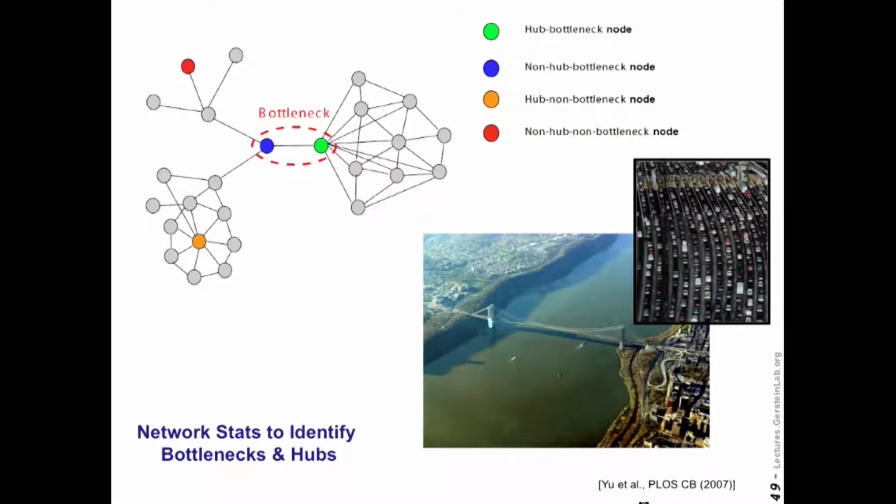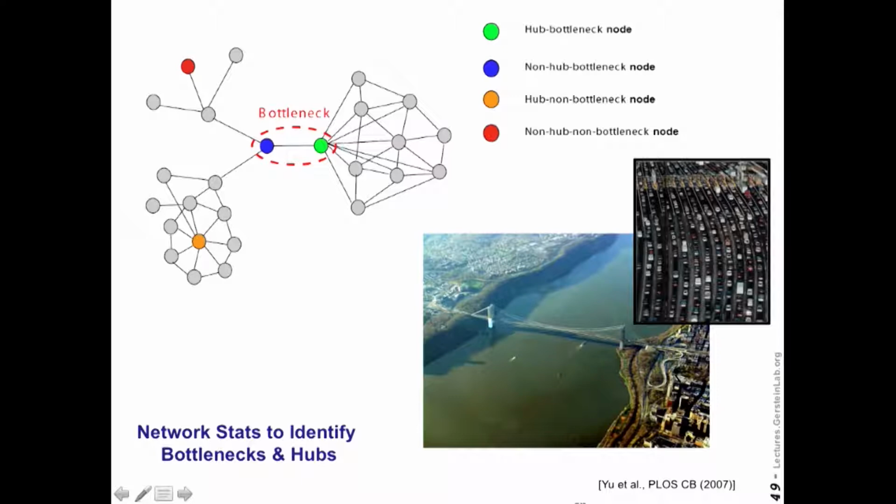Now, how do you get some intuition for that? Let's talk about this structure here. I don't know if people realize what this structure is. Maybe Harmon knows what this is. That's the George Washington Bridge. So this structure is a bottleneck. And why is the structure a bottleneck?